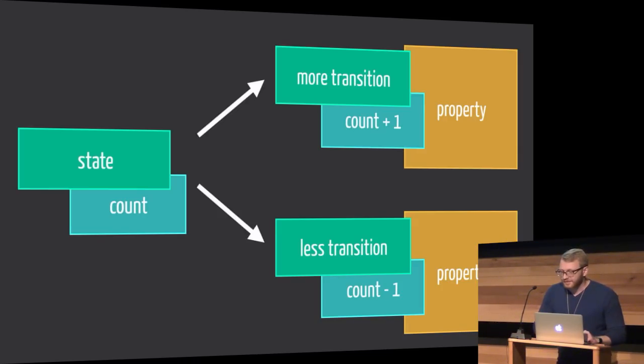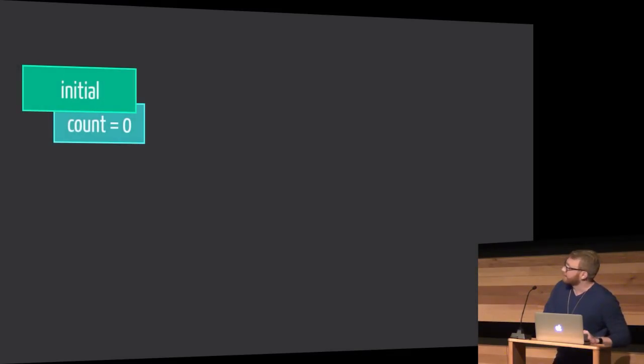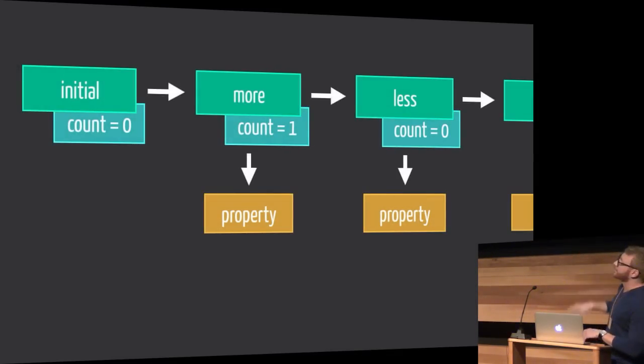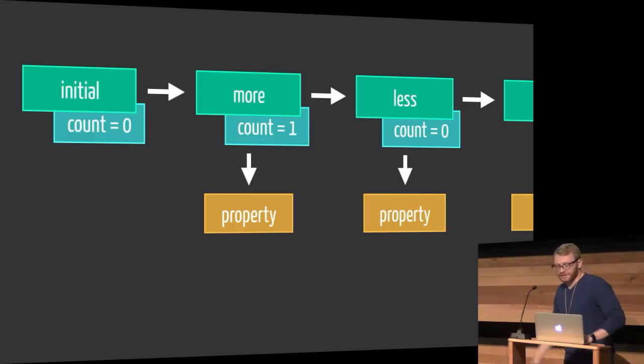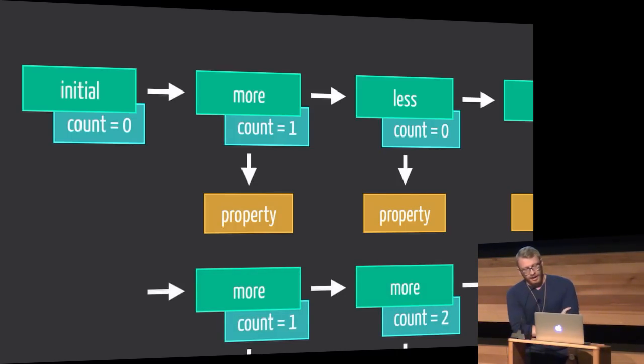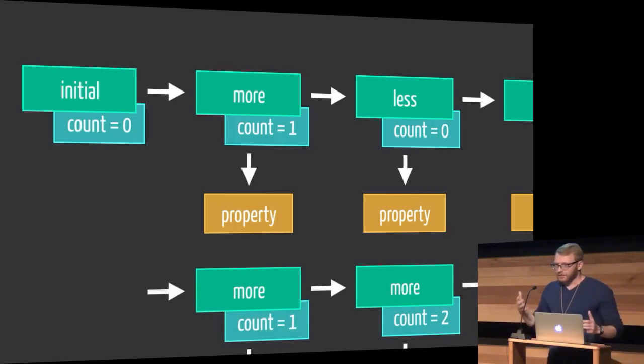So what Fox then does is it goes from this initial state and it just generates random arrays of state transitions, right? So maybe I'll tap more and then less and then more and then less. And then it'll do this several times until it finds a bug. So maybe it'll do more, more, more, more, more, less, less, less, whatever. It's completely random. And so you can get a really in-depth test of your view controller.